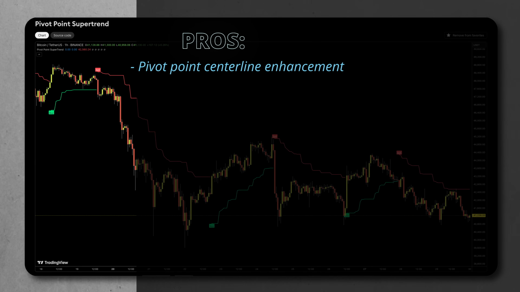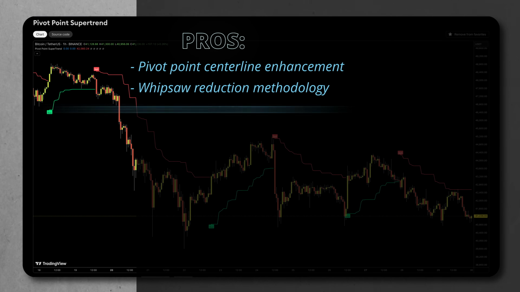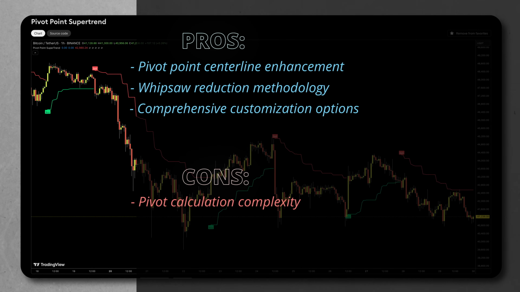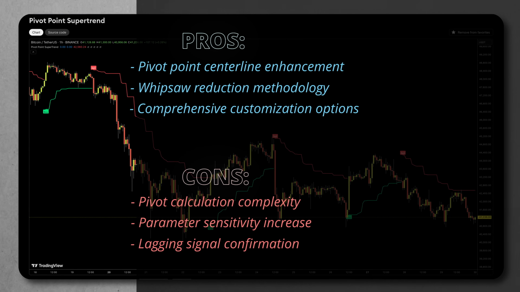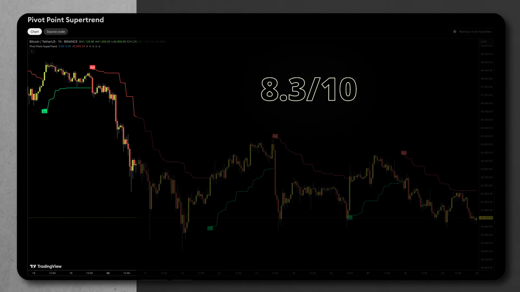Pros: pivot point centerline enhancement, whipsaw reduction methodology, comprehensive customization options. Cons: pivot calculation complexity, parameter sensitivity increase, lagging signal confirmation. Ranking: 8.3 out of 10.